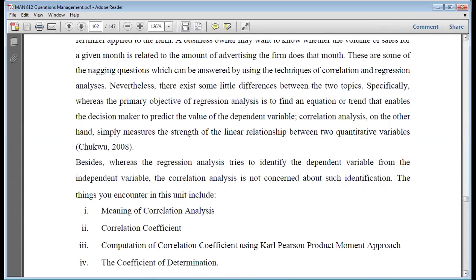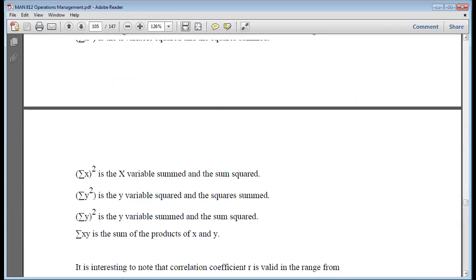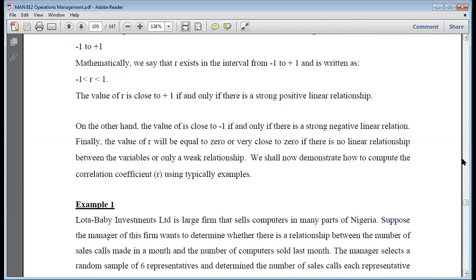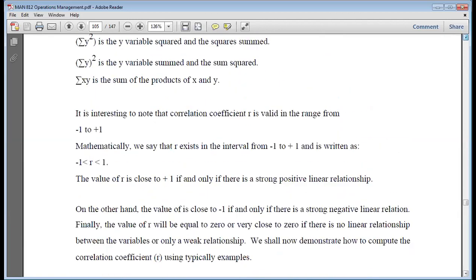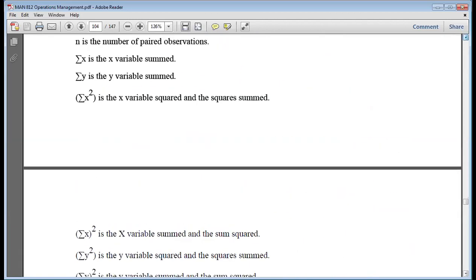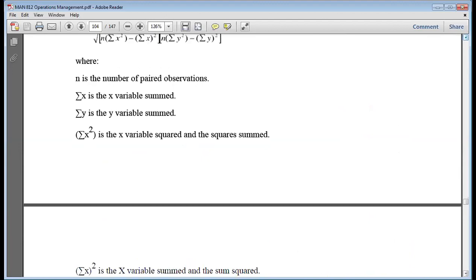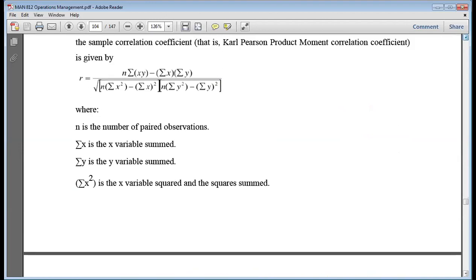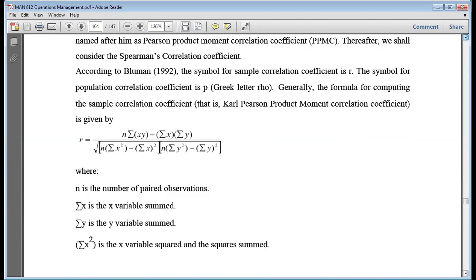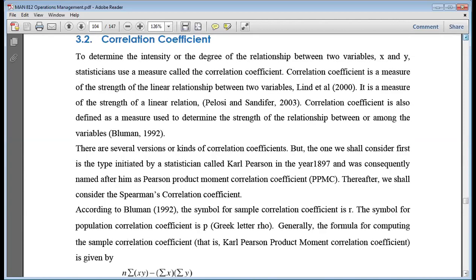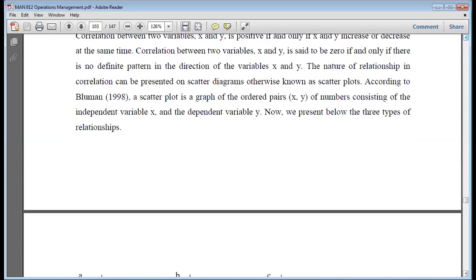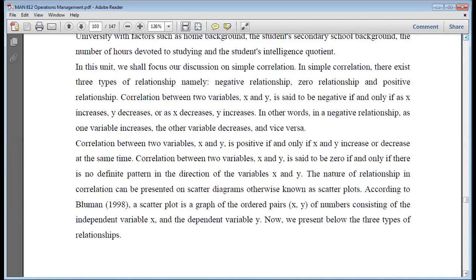So what is correlation analysis? Correlation analysis is just a technique that shows the relationship between two variables, X and Y. That is the relationship between the X variable and Y variable, to know whether if X is increasing, Y will also be increasing. Meaning that when one changes, whether one will be increasing and the other one will also increase.